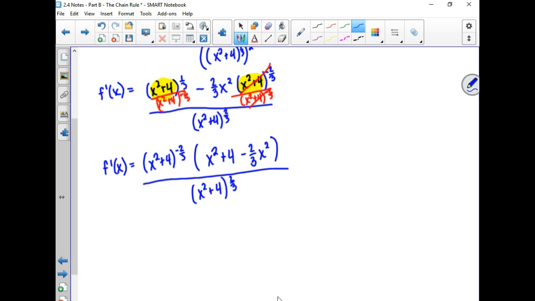So now you should be seeing a few things that still look like you could do some work with them, because this x squared plus 4 matches this x squared plus 4 in the bottom. Yes?